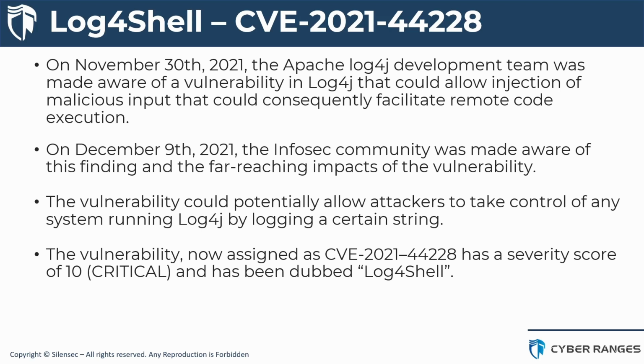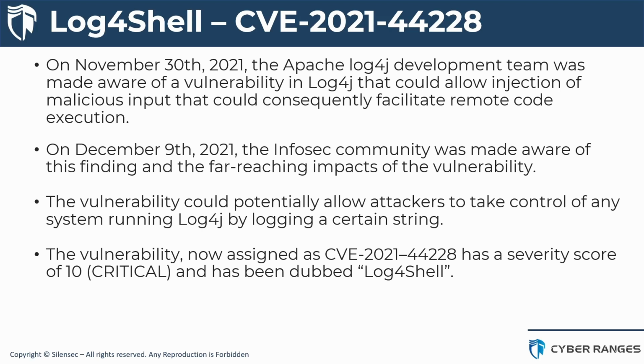So it all started on November the 30th, 2021. The Apache Log4j development team was made aware of a vulnerability in Log4j that could allow injection of malicious input that could consequently facilitate remote code execution. On December the 9th, 2021, the InfoSec community was made aware of this finding and the far-reaching impacts of the vulnerability. The vulnerability could potentially allow attackers to take control of any system or any piece of software and the underlying system running Log4j for the purposes of logging by logging a certain string.